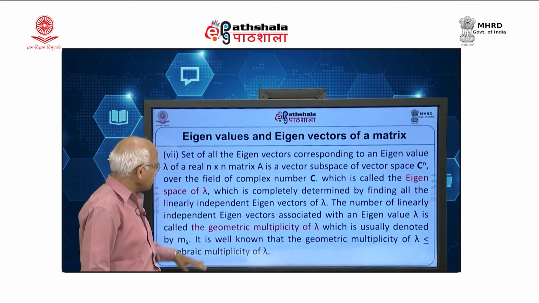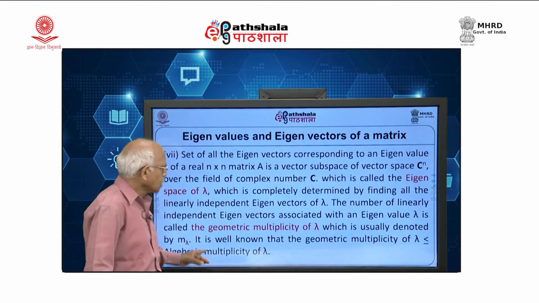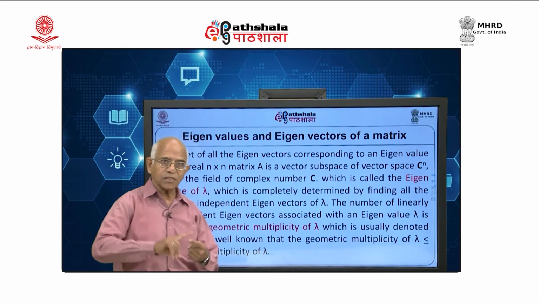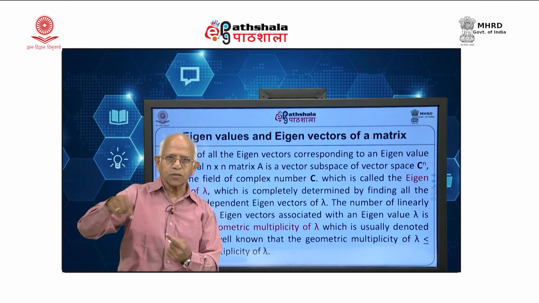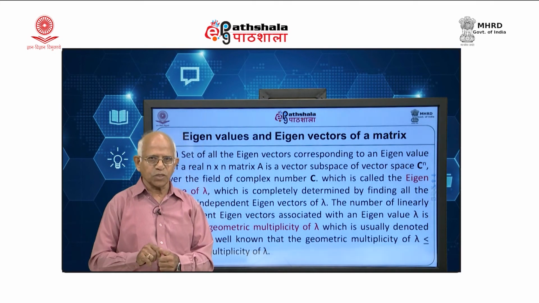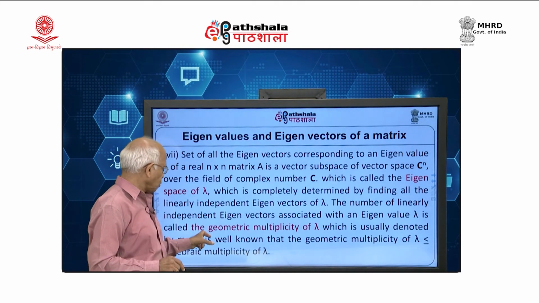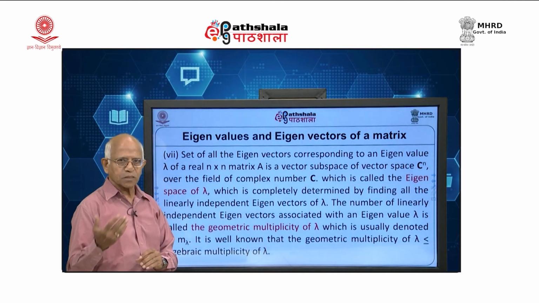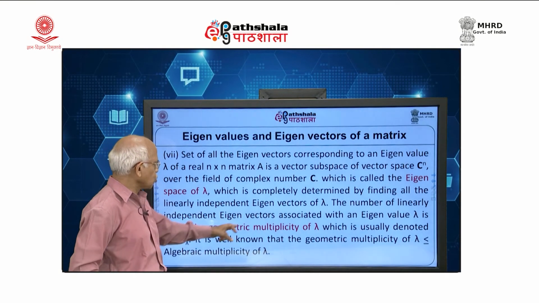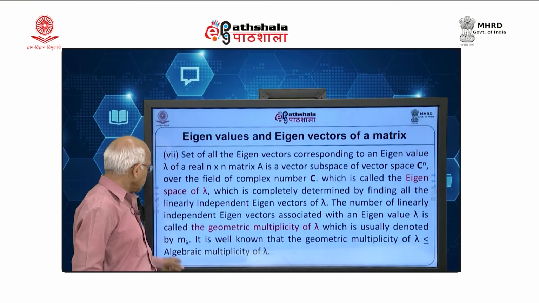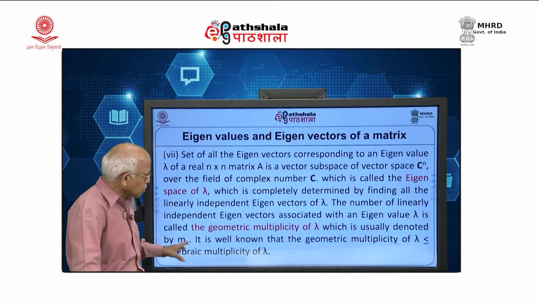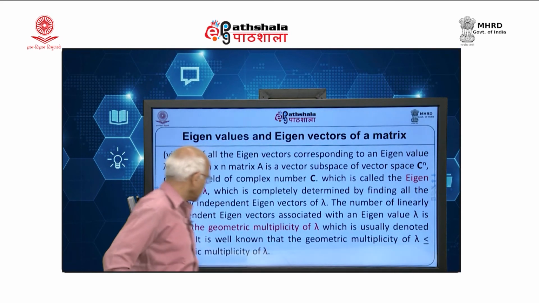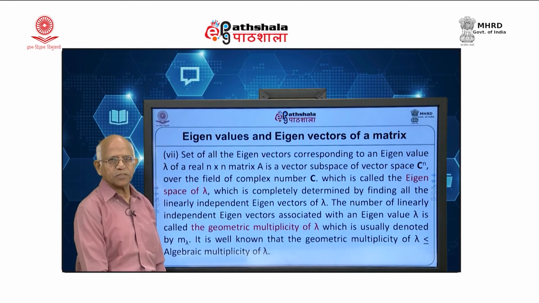The number of linearly independent eigenvectors associated with an eigenvalue lambda is called the geometric multiplicity of lambda. We have seen algebraic multiplicity as the number of times that root lambda 1 is repeated in the characteristic equation, and geometric multiplicity is how many linearly independent vectors there are corresponding to lambda. It is usually denoted by small m lambda, and it is a well known fact of mathematics that the geometric multiplicity of lambda is always less than or equal to the algebraic multiplicity of lambda.